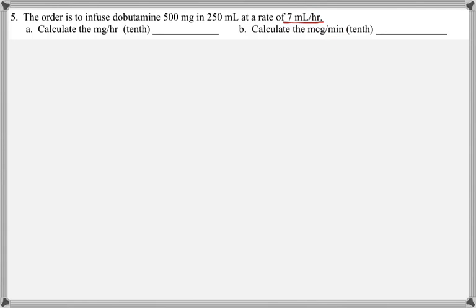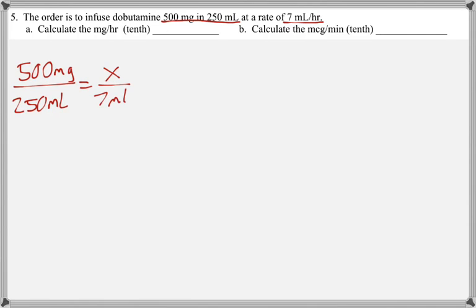So I'm going to set up a proportion with the 7 mLs per hour and the solution strength. And if I solve this, 7 times 500 divided by 250, then we get 14. And the units on this are milligrams per hour.